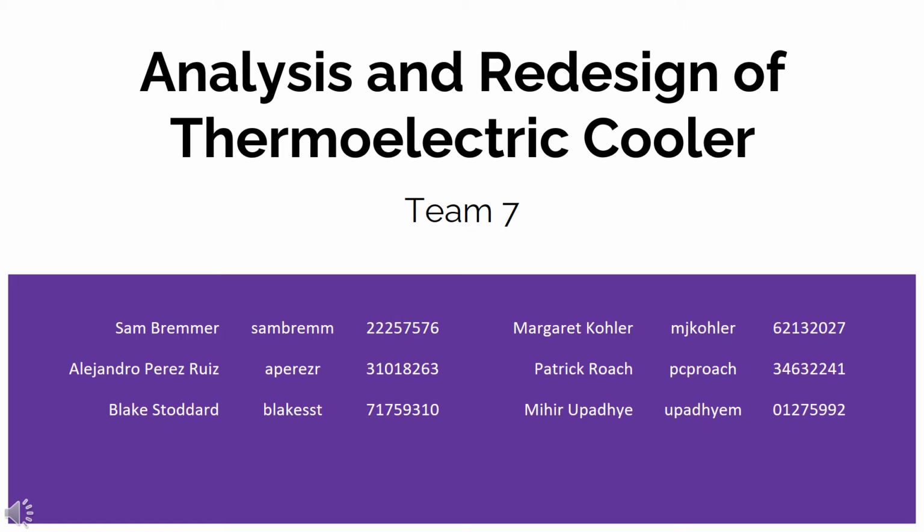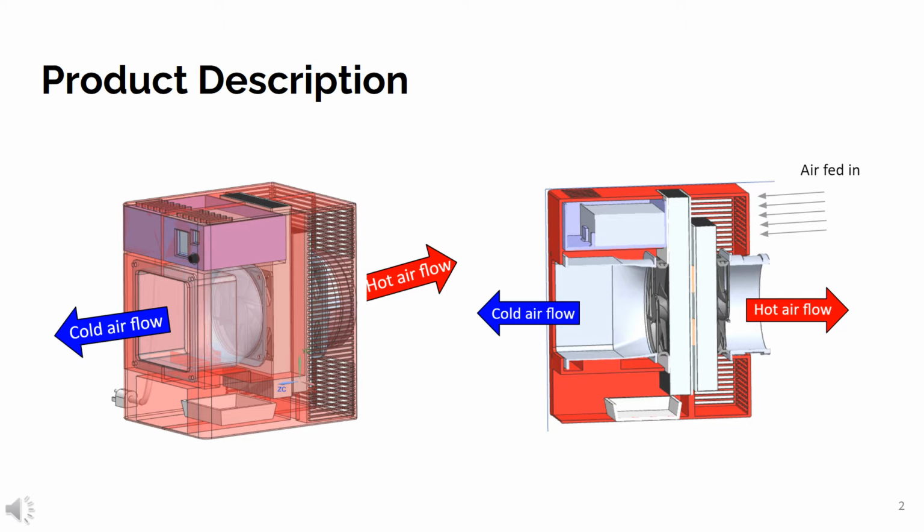We'll be discussing the analysis and redesign of a thermoelectric cooler, which was actually a team member's 450 project. The product, which can be seen in the CAD models here, aims to cool small spaces. It takes in air and redistributes the cool air to one side and the hot air to the other. 4 thermoelectric chips, shown here in yellow, are sandwiched between 2 heat sinks, which are connected to 2 couplers and 2 fans. All of these components are held together through the casing.